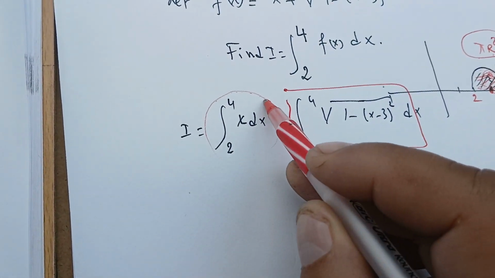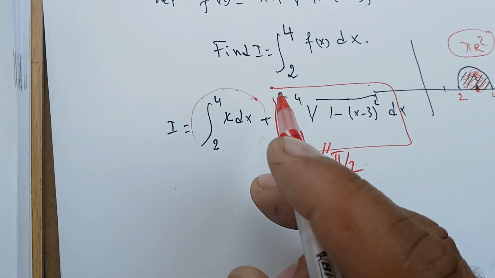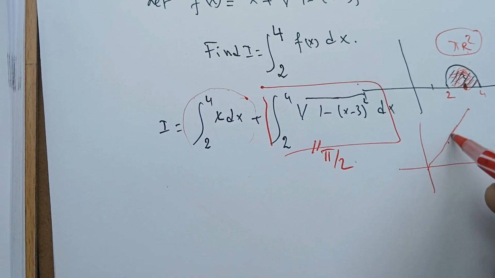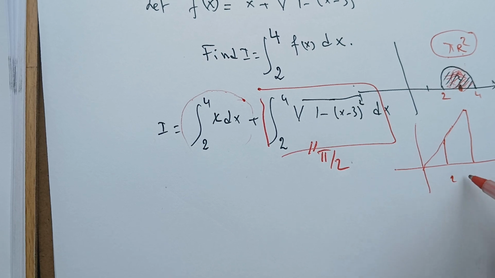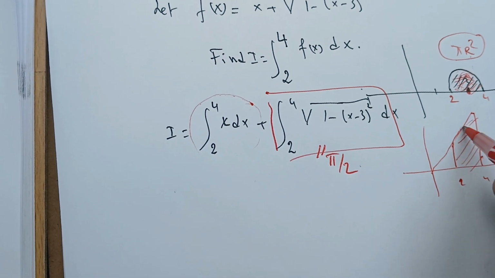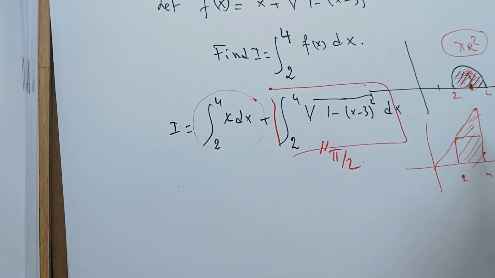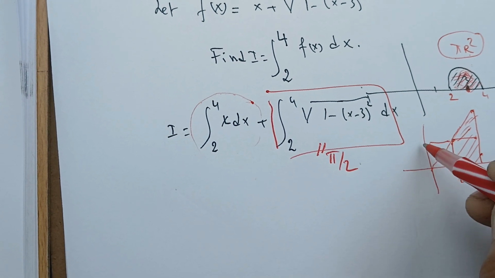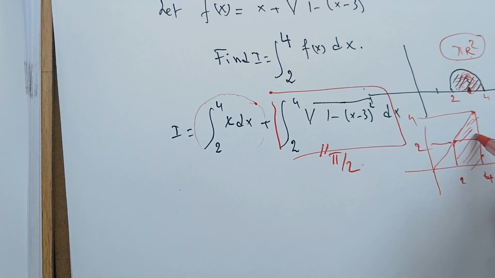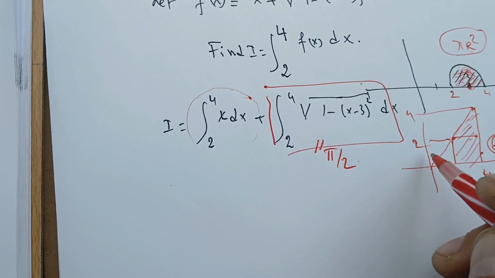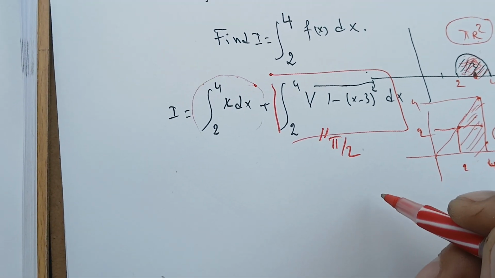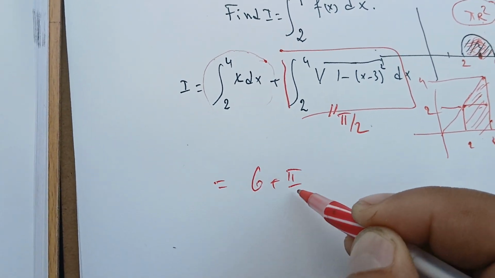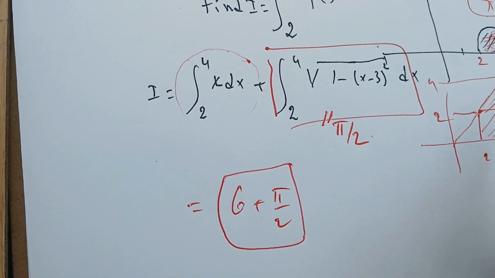For this one here, there are many ways to compute it. Our function is x, and we are computing it between 2 and 4. Here we can use any rules to compute this area. When x is 2, we have 2. When x is 4, we have 4. The area is just 6. Therefore we have the area as 6 plus pi over 2, without doing any calculus or any change of variable.